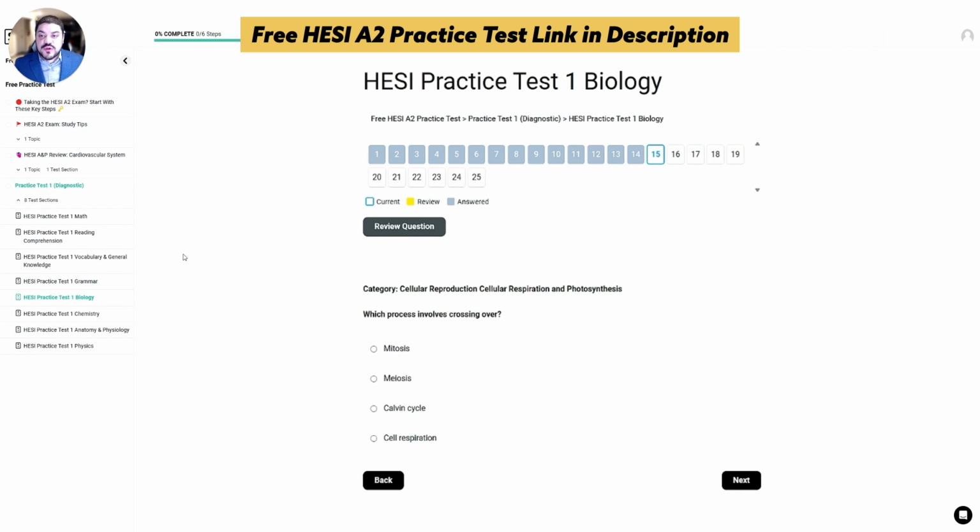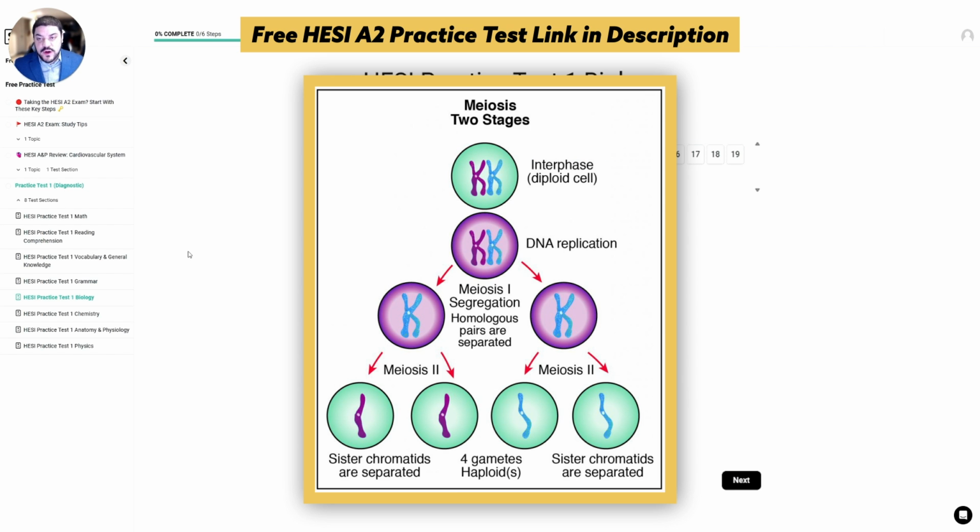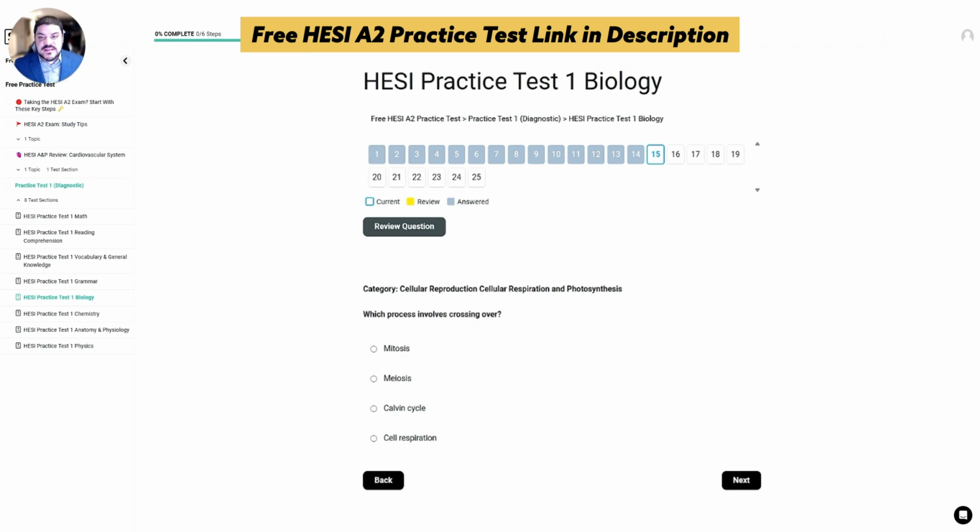Crossing over during meiosis. The process is responsible for genetic recombination and variation in sexually reproducing organisms. Crossing over specifically occurs during prophase 1 of meiosis 1, where homologous chromosomes exchange genetic material, leading to the production of unique combinations of the alleles in resulting gametes.